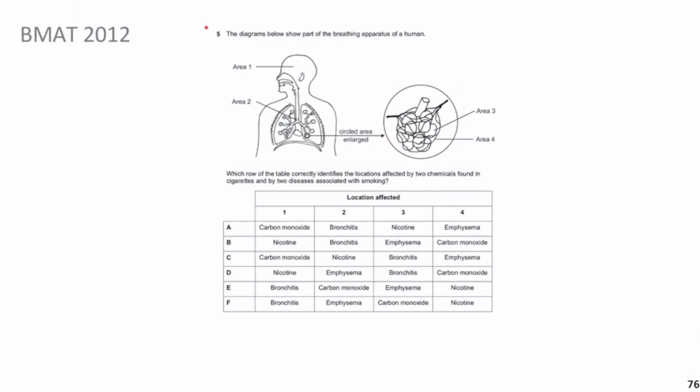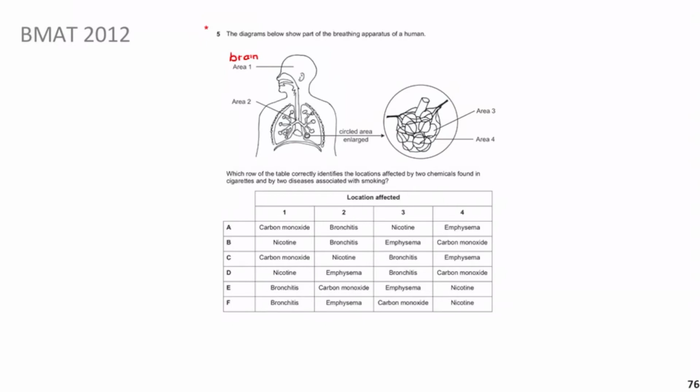It says the diagram below shows part of the breathing apparatus of a human. Which row of the table correctly identifies the location affected by 2 chemicals found in cigarettes and by 2 diseases associated with smoking? So, guys, pause the video, make sure you're back after a minute, and we'll be going through the solution. Okay, guys, so welcome back. So, what are these areas first? So, area 1 would be clearly the brain, right?